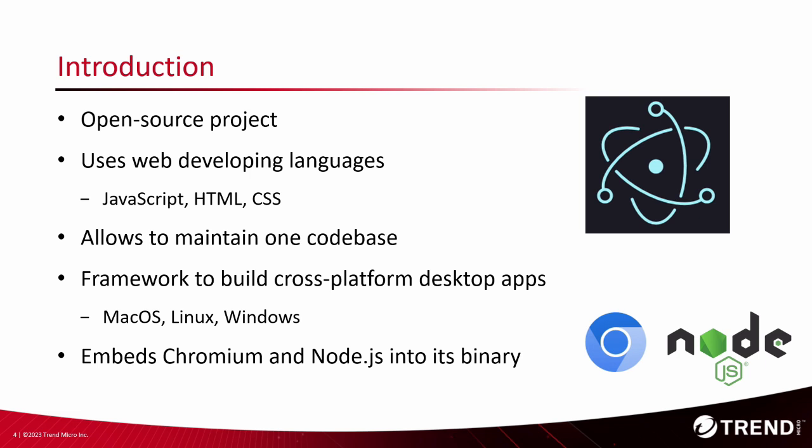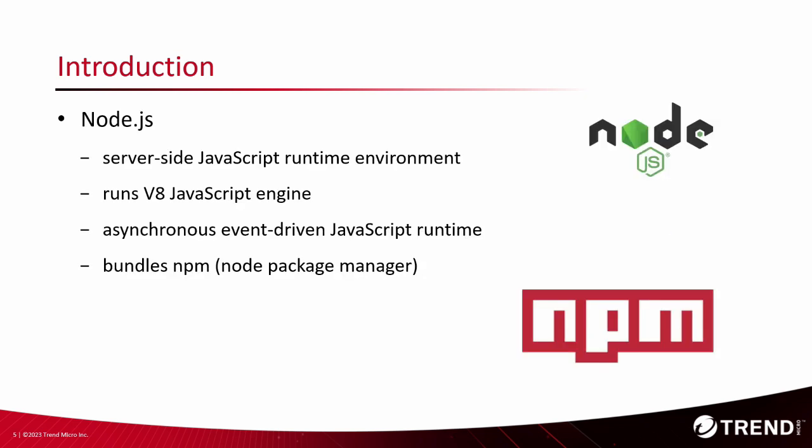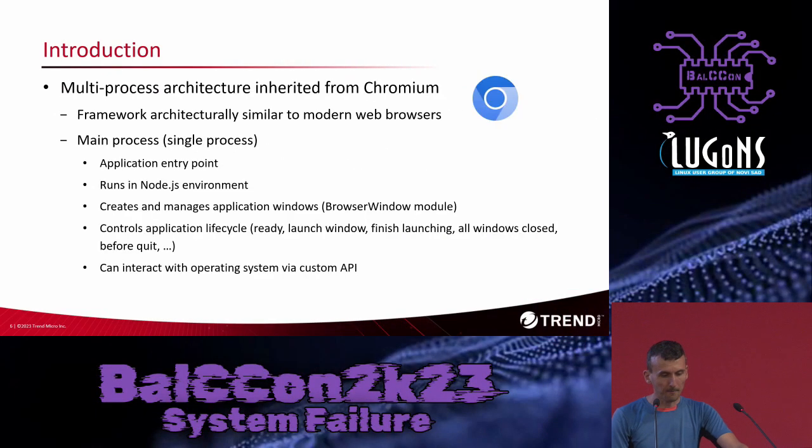The Electron framework is based on Chromium and Node.js, so it incorporates both of these projects into its binary. Node.js is a server-side, or backend, JavaScript runtime environment. It runs the JavaScript engine. It's asynchronous and event-driven. It uses lots of packages by using something called Node Package Manager.